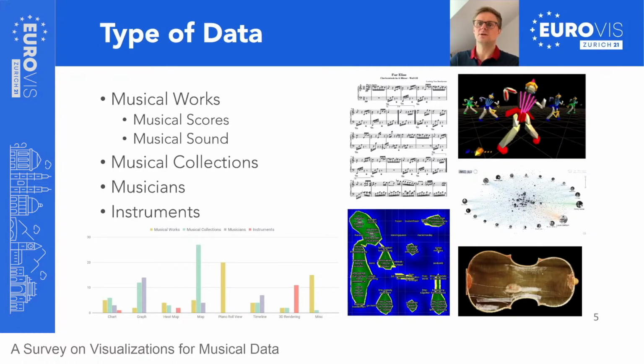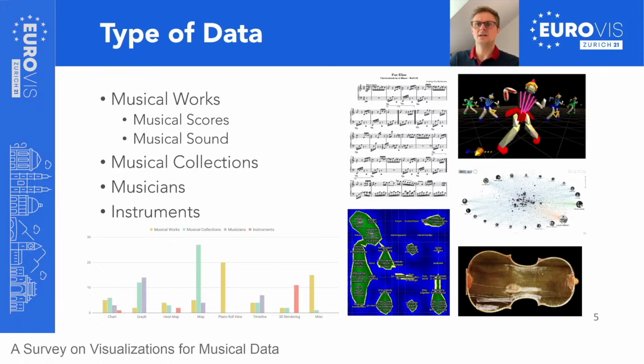Musicologists work on different types of entities. We classified projects by their type of data used and then by their task addressed. So let us have a look at our classification of musical data. Next to some examples on the slide, we can see a bar chart presenting the distribution of used visualizations for the different kinds of data. We classified four main types of data.